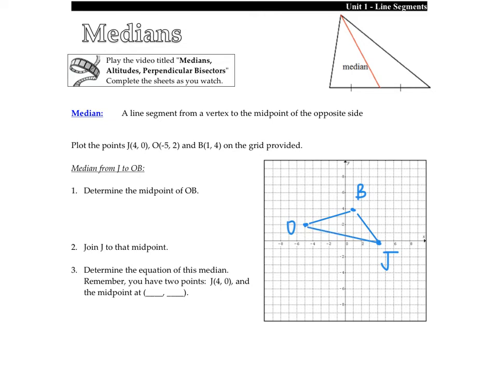Okay, and we know that our median is starting from J. So we know that point is automatically on our line. Median should make you think of midpoint. So the first thing we're going to do is find the midpoint of OB. So -5 plus 1 divided by 2, 2 plus 4 divided by 2, and if we simplify that, we end up with -4 over 2, which is -2, and 6 over 2, which is 3. So -2 and 3, and I'm going to plot that point. And now, my median goes from J to that midpoint. There's the median. 2 points, I can find my equation now.